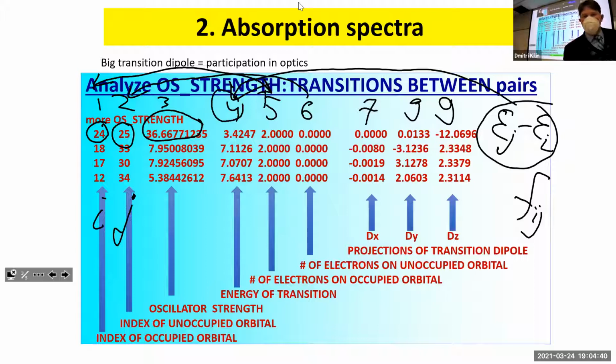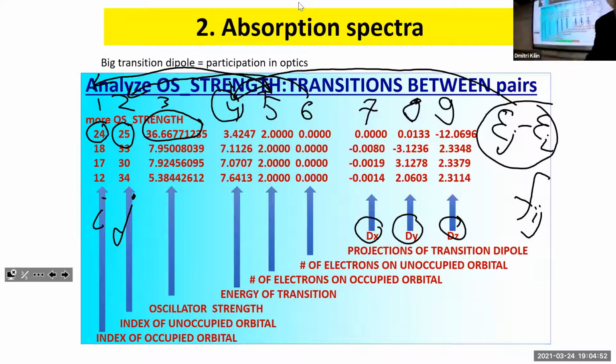And the remaining columns 7, 8, and 9 are projections of the transition dipole. There are no stupid questions, there are stupid answers. If the oscillator strength is, is it a linear relationship? If one has a strength of 2, another has a strength of 4, is the one with strength 4 twice as likely to absorb a photon as the one with 2? Mm-hmm.